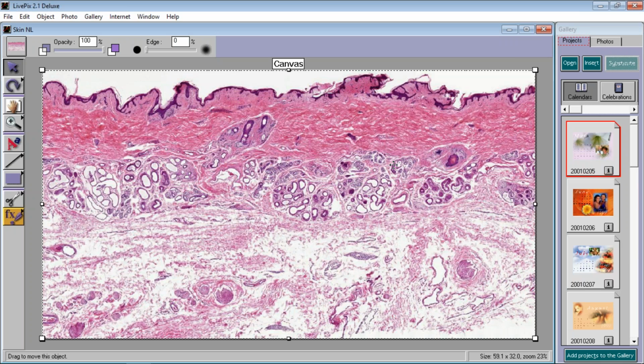Here it is. You can see the epidermis. You can see the superficial dermis, which they call the papillary dermis. Then you can see a denser connective tissue, the deeper dermis. You could see sweat glands. You could see hair follicles.